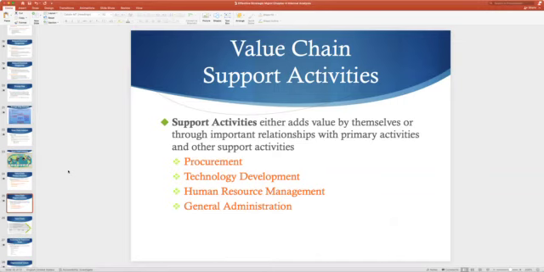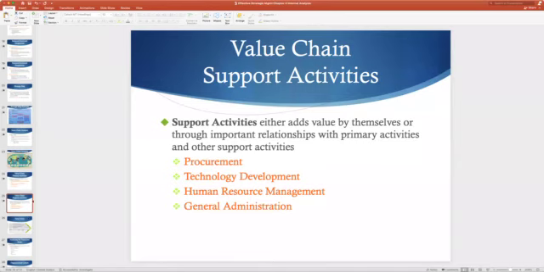And if you try to cut that cost down that you're paying, that's going to come somewhere from that supplier, and it might come from quality, technology, and the development of technology to support that value chain. Human resource management to staff that value chain, and overall general administration, those managers that oversee all of these activities that occur within that value chain.